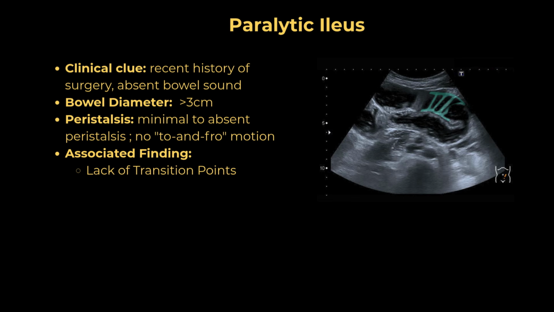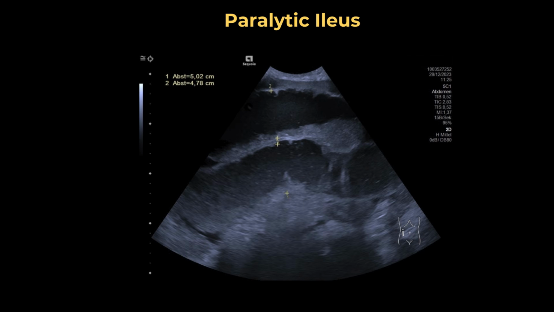Bowel diameter shows diffuse dilatation of both small and large bowel. The loops are usually less dilated than in obstruction. They measure around 2.5 to 3 centimeters. Peristalsis is the key feature. There is minimal or no movement. This is called aperistalsis. Unlike obstruction, there is no to and fro movement.